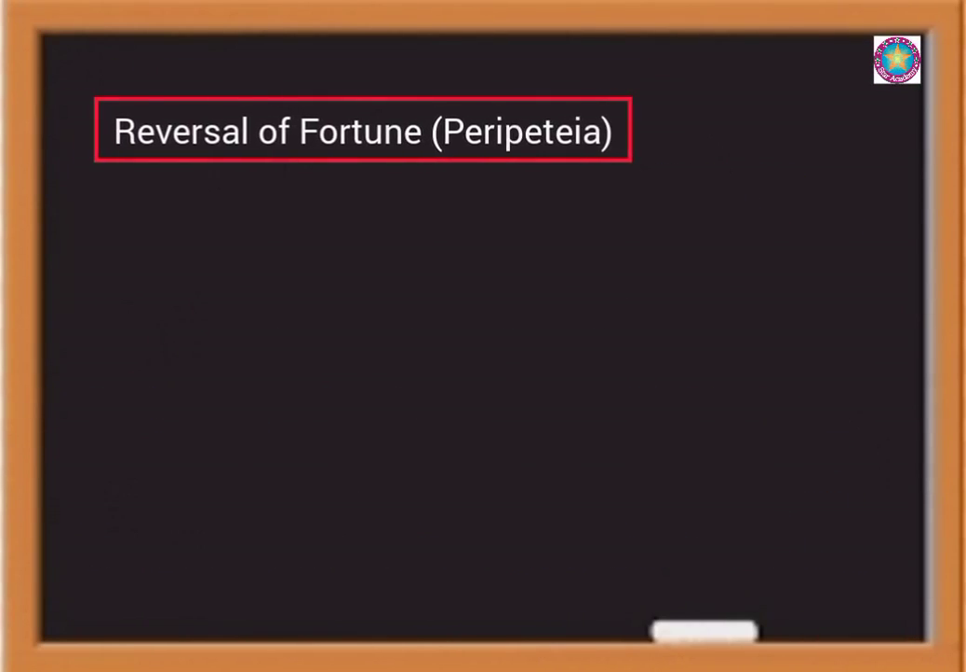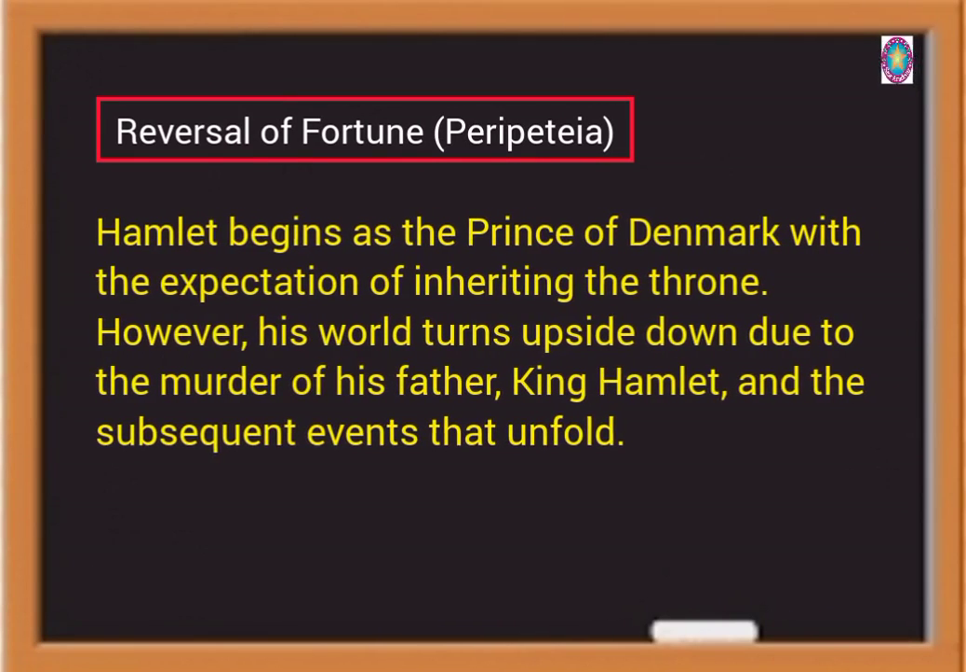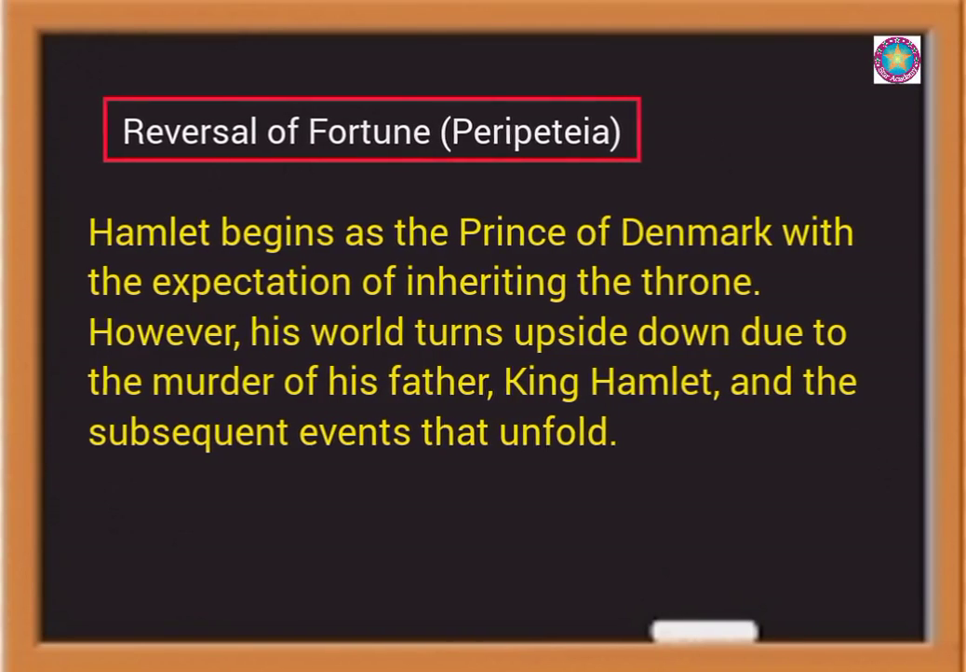The third characteristic is reversal of fortune. Hamlet was a prince. He begins as the Prince of Denmark with the expectation of inheriting the throne. However, his world turns upside down due to the murder of his father, King Hamlet, and the subsequent events that unfold. Here we can see the reversal of fortune for Hamlet.